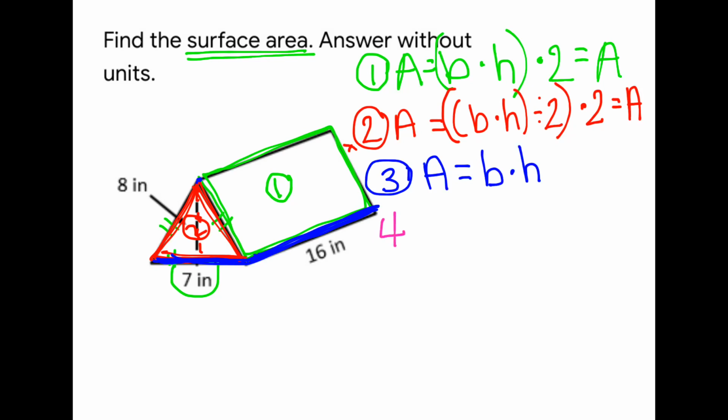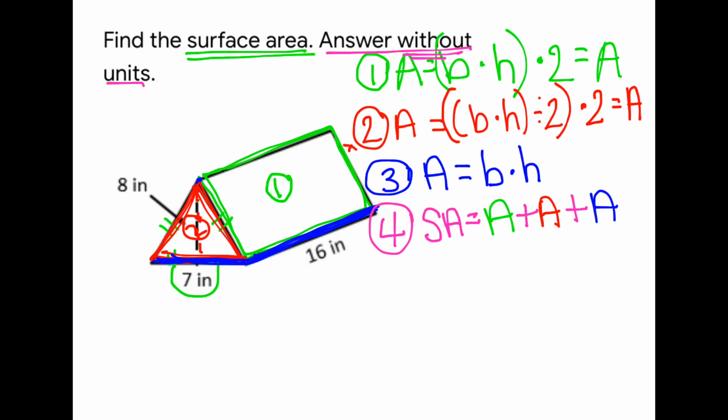Your final step to find surface area is to add your area of the 2 sides plus your area of the 2 triangles plus the area of your bottom rectangle. That will give you your total surface area. It also tells you to answer without units. That means do not put inches or inches squared, just write the number.